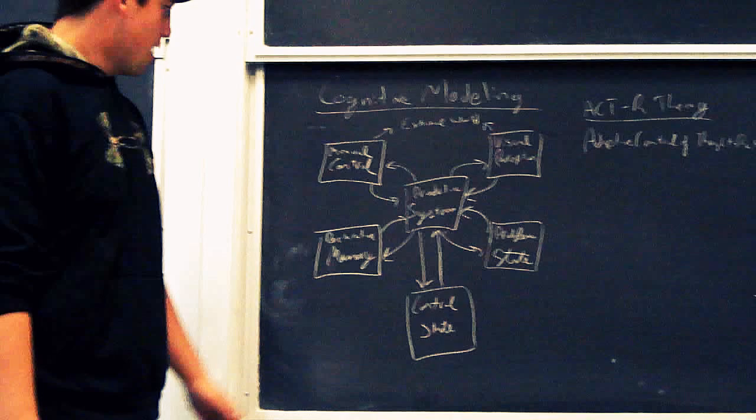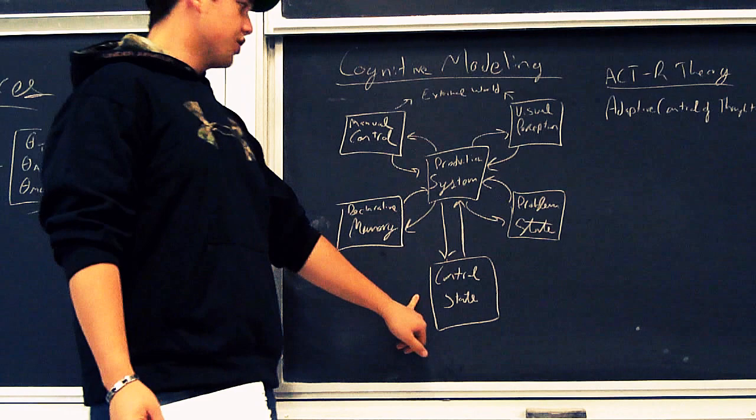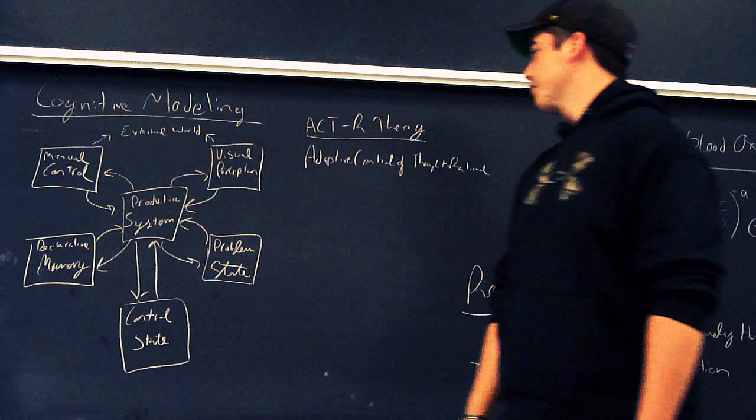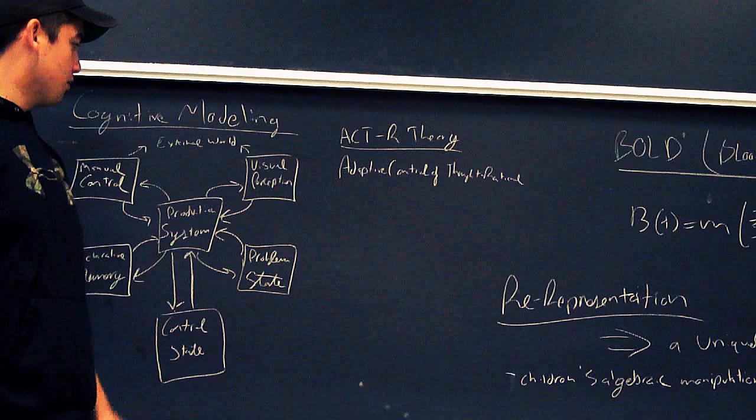Then, from our production system, we can produce our declarative memory, our control state, and our problem state. So the ability to control what we've learned and the ability to solve the problems of what we're doing. This entire diagram is based on the ACT-R theory, which is Adaptive Control of Thought-Rational. And it's a pretty basic thing. We'll break it down in your syllabus. Just take a look at it after class.